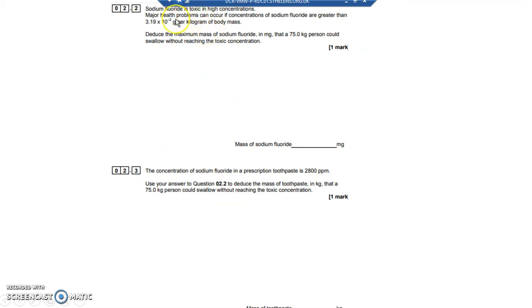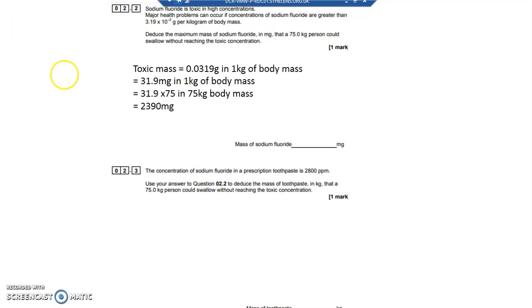Sodium fluoride is toxic in high concentration. Major health problems can occur if the concentrations of sodium fluoride are greater than 3.19 times 10 to the minus 2 grams per kilogram of body mass. Deduce the maximum mass of sodium fluoride in milligrams that a 75 kilogram person could swallow without reaching the toxic concentration. Okay, so my first job is to write down the toxic mass, 0.0319 grams in 1 kilogram of body mass. So that tells me the toxic mass, after which point this sodium fluoride becomes toxic to the person.